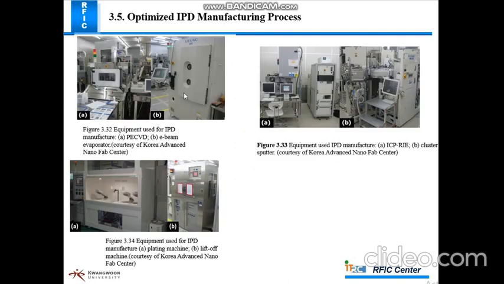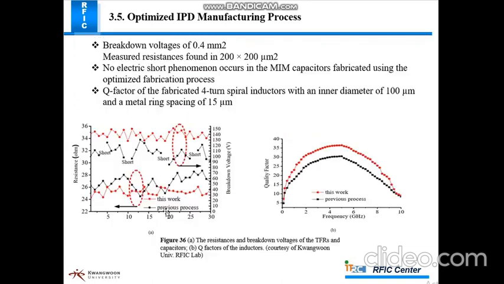So here are some pictures of the equipment we use: equipment for plasma enhanced CVD and electron beam evaporator, and here the equipment is reactive ion etcher and cluster sputtering. And in this figure you can see the IPD manufacturing process, plating machine, lift-off machine. So with the optimized IPD manufacturing process, the breakdown voltage is around 0.4 millimeter square, and the measured resistance around 200 by 200 micrometer square. No electric short phenomenon occurs in the MIM capacitor fabricated using the optimized fabrication process.